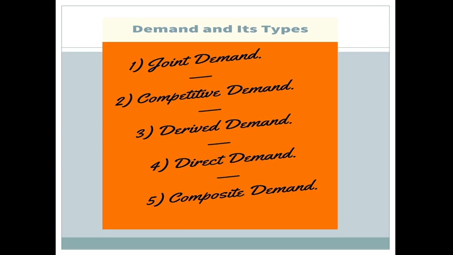Derived and direct demand. Direct demand means the demand for one product directly. For example, there is a demand for house, but along with that there is a derived demand for carpenter, painter or laborers. Then composite demand, which means one product is demanded and used for various purposes. For example, steel, which is used for constructing bridges, houses, shipbuilding, and also for preparation of domestic utensils which are used in cooking. So these are the 5 types of demand.